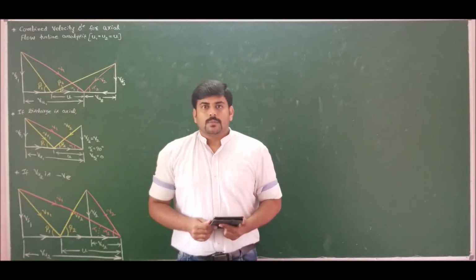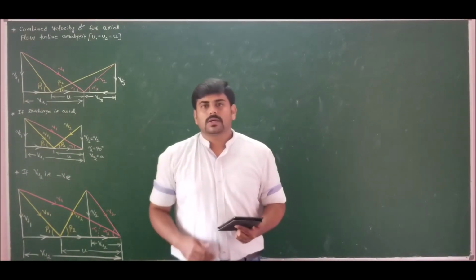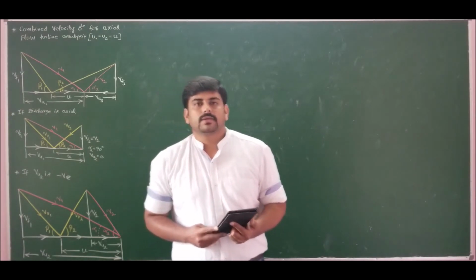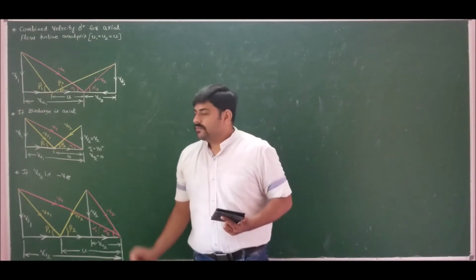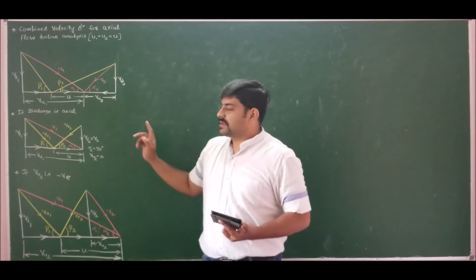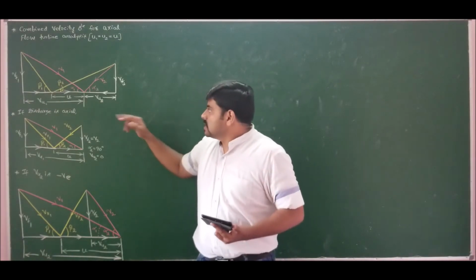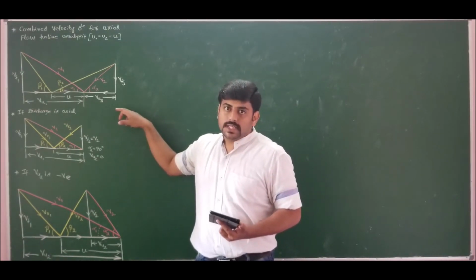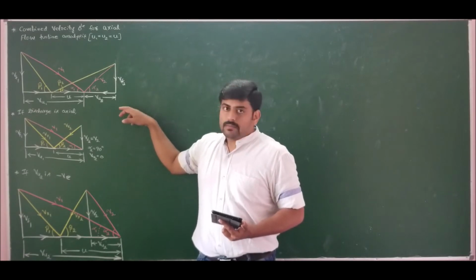Now, moving ahead to solve problems on steam turbines by using the graphical method. Coming to the prerequisites, the first prerequisite is the velocity triangle. So this is a combined velocity triangle, which in general we will be using to solve problems.